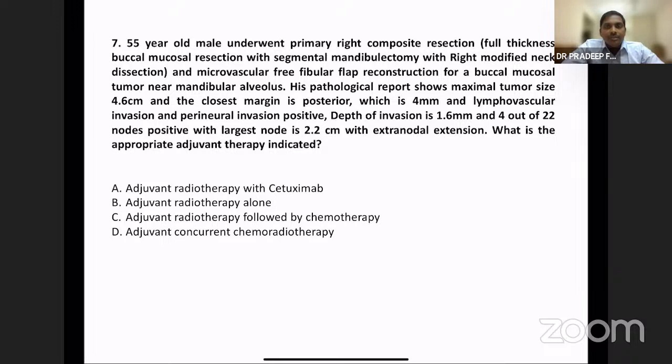It easily becomes T3. And the closest margin is posterior, which is 4 mm. That means the margin is close here. A margin less than 5 mm is close. Lymphovascular invasion is there. Perineural invasion is there. These are the risk factors which have an increased risk of recurrence. And the depth of invasion is 1.6 mm. So when the depth of invasion is more than 10 mm, with the size more than 4 centimeter, it becomes T4. And 4 out of 22 nodes are positive, with the largest node 2.2 centimeter, with extranodal extension.